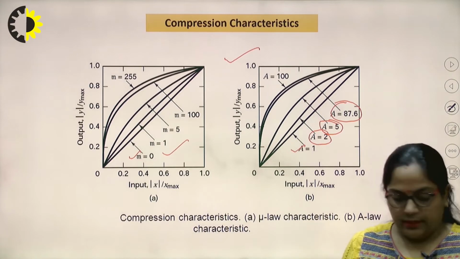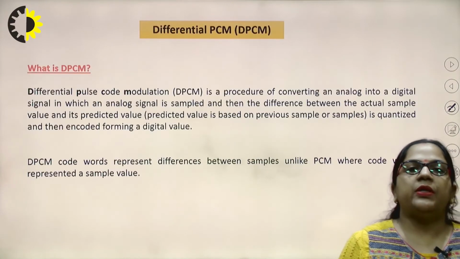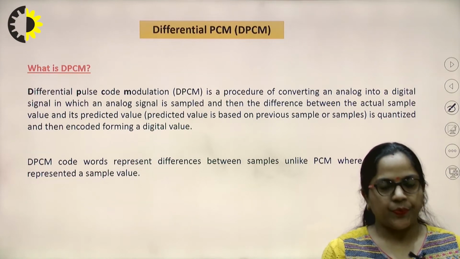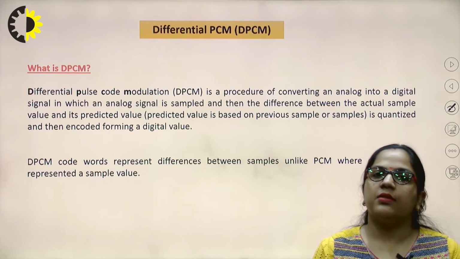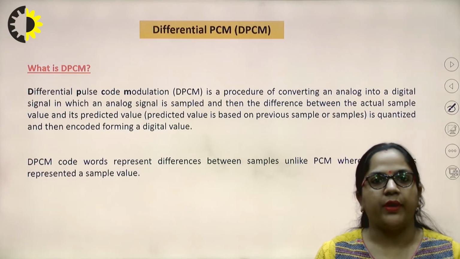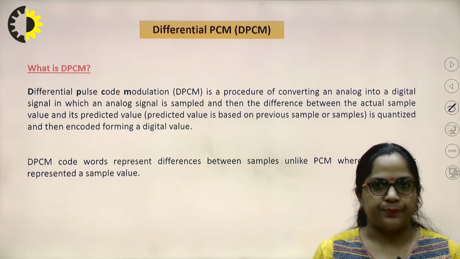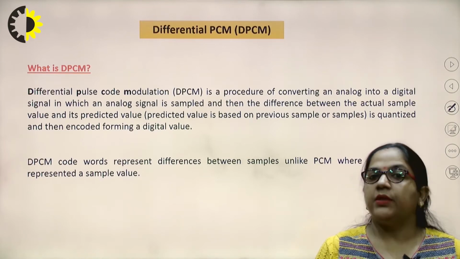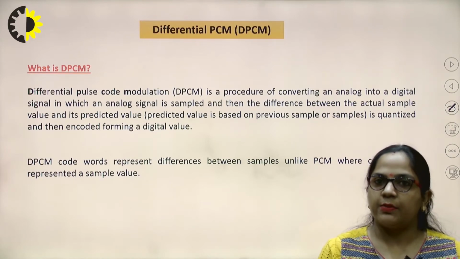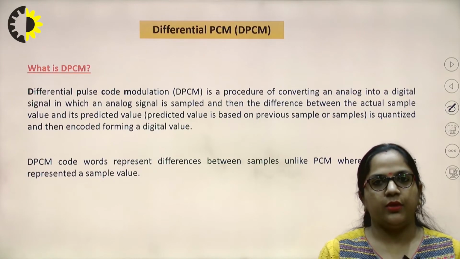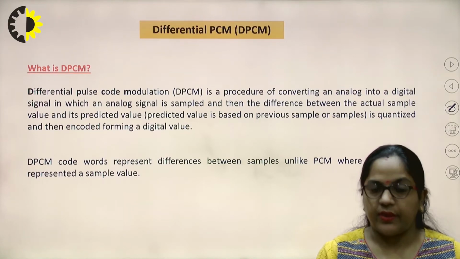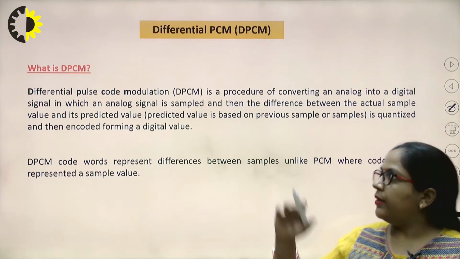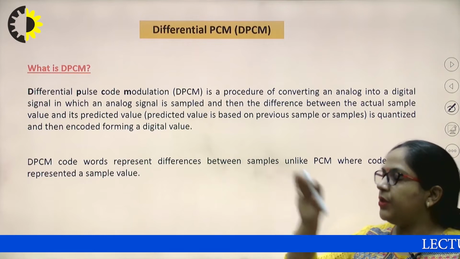Okay. The next digital pulse modulation technique is differential pulse code modulation. In the last video lecture, we have discussed the bandwidth requirement for the case of PCM system, that is N into Fs. Minimum bandwidth required for the transmission of PCM signal is equal to N into Fs, where N is the number of bits and Fs is the sampling frequency. Then what is DPCM and why it is used?